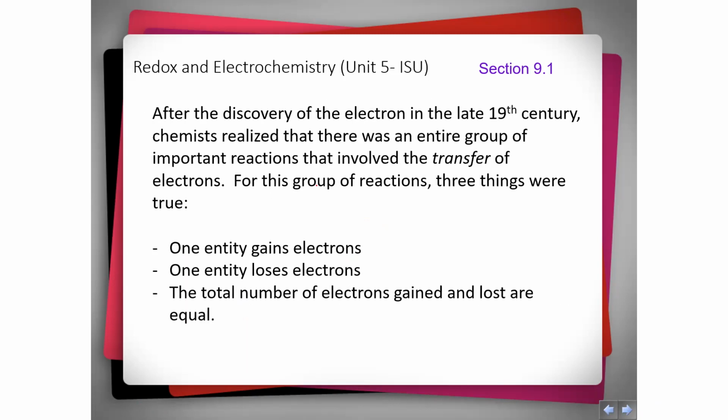Okay. After the discovery of the electron in the late 19th century, chemists realized that there was an entire group of important reactions, and those important reactions involved the transfer of electrons. So you and I are used to balancing reactions. If I said, x squared plus y gave you, I don't know, maybe xy plus y squared gave you xy, you would put a 2 in front to balance things for the number of atoms. There are 2 x's on the right, there are 2 y's on the left.